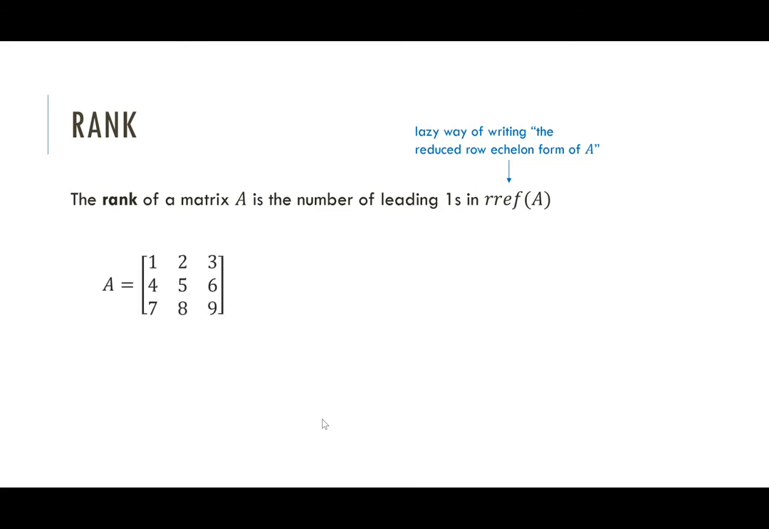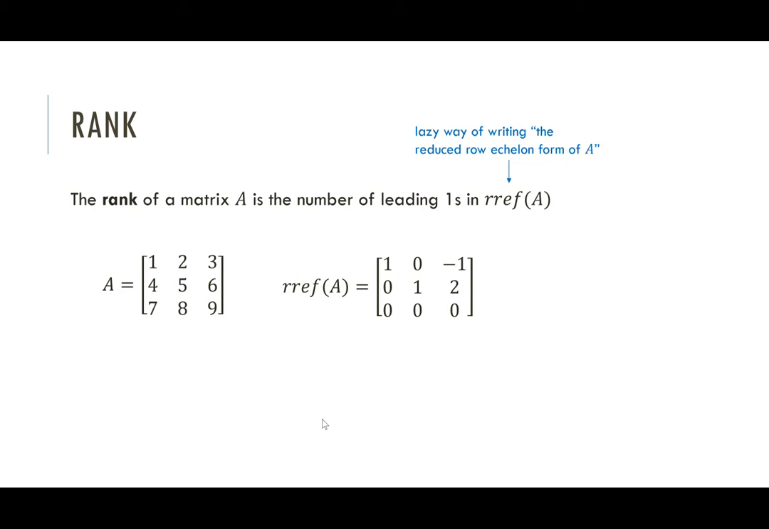Take some random matrix A. All right, this is not so random, right? It's just got 1, 2, 3, 4, 5, 6, 7, 8, 9. But okay, take our random matrix. And then we can't just say what the rank of the matrix is yet. We have to reduce it first. The reduced row echelon form of our matrix A looks like this.